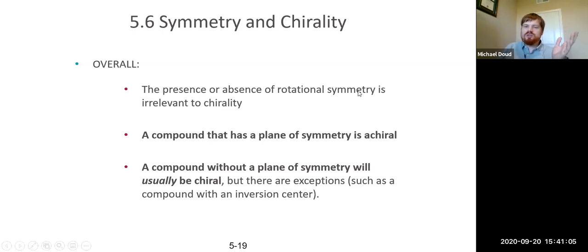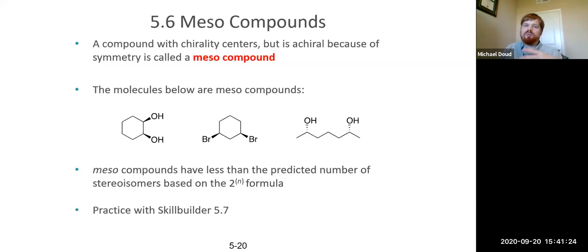Remember that rotational symmetry is not important to chirality. If you have a compound that has a plane of symmetry, that's achiral. And a compound that has a chiral carbon without a plane of symmetry is usually chiral, except for certain other symmetries like an inversion center. So, kind of a minor point. Now, if you have a compound that has chiral centers but is achiral because of that symmetry, this is what we call a meso compound. These down here are all meso compounds.